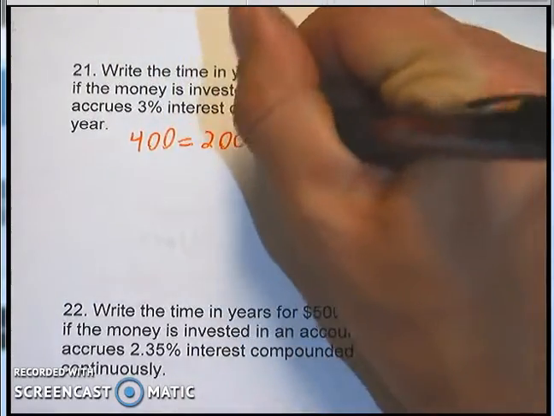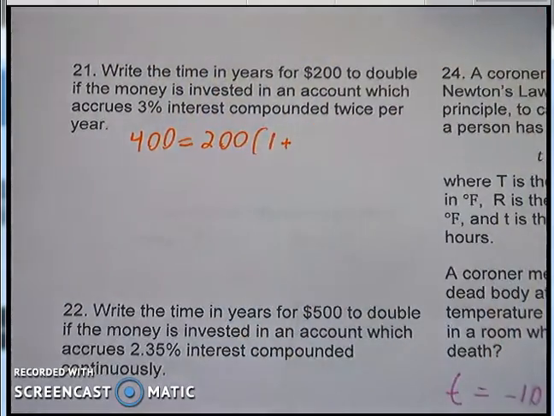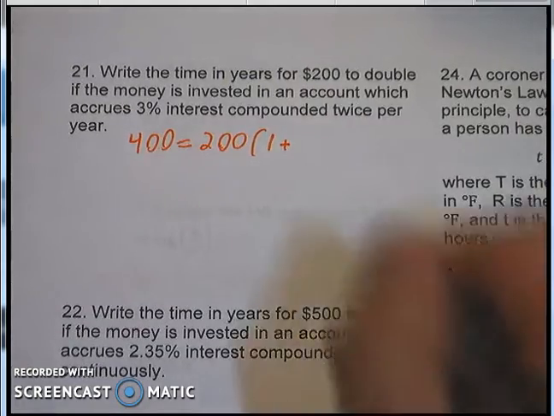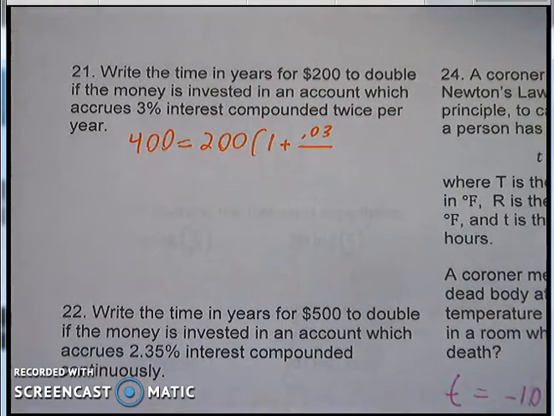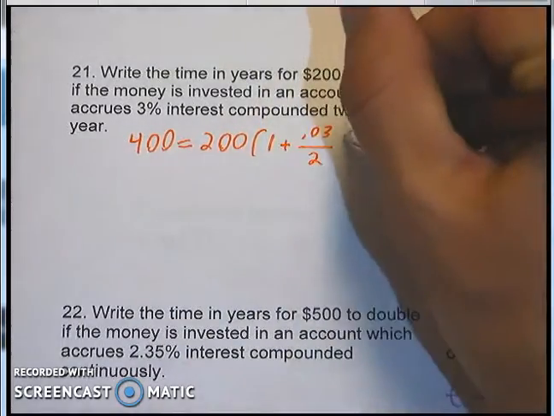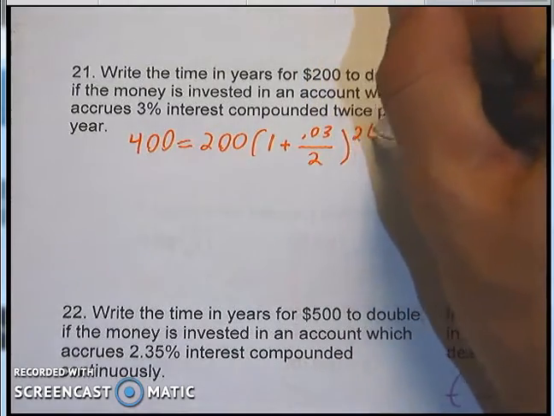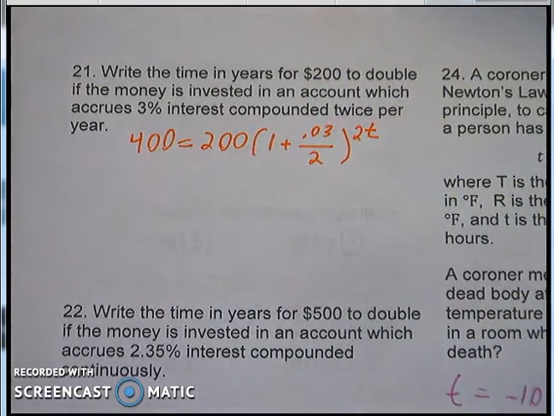200 times 1 plus the interest rate divided by 100. 3 divided by 100 is 0.03, divided by the number of compounds per year, which they said is twice, so divide by 2, raised to the 2 times t power. And we're going to want to get that t by itself.